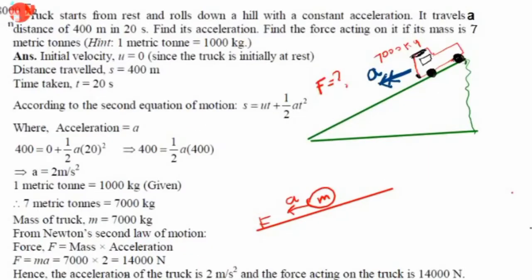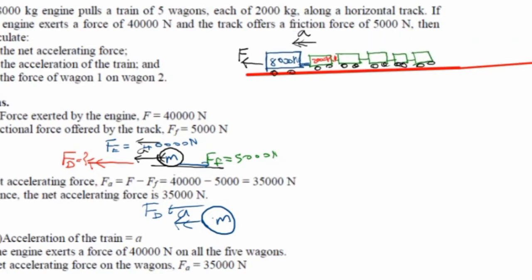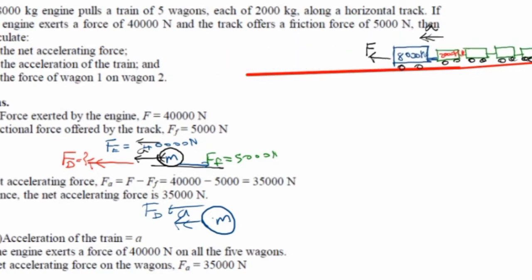Okay, an engine of 8,000 kg pulls a train of 5 wagons, each of 2,000 kg, on a horizontal track. If the engine exerts 40,000 Newton and the resistive force is 5,000 Newton, then calculate the acceleration of the train and the force between wagon 1 and wagon 2. Now let's apply Newton's second law of motion. The force exerted is going to be 40,000 Newton, and this is a really tricky question. You have to find the force between wagon 1 and wagon 2.